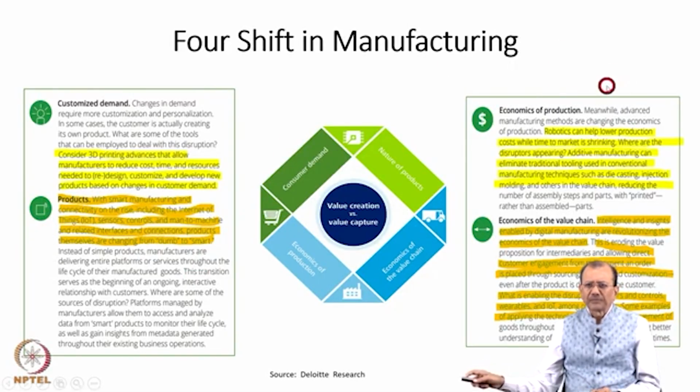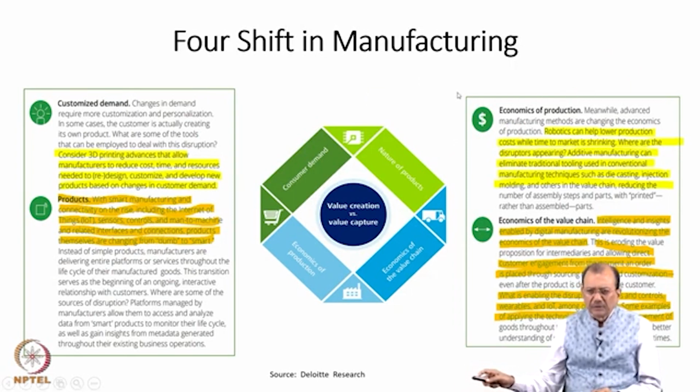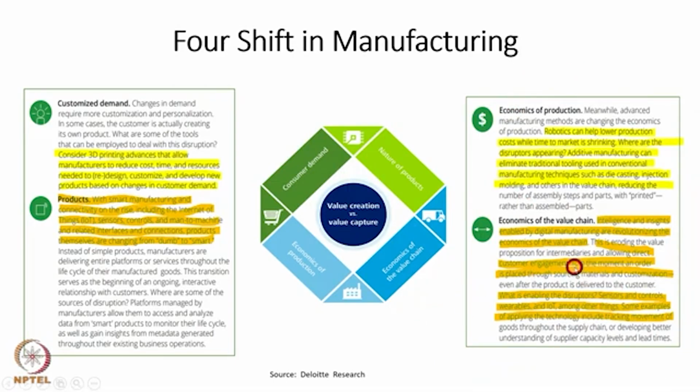Then we have economics of production. The cost of production can be reduced with the help of automation and robotics; there is a good opportunity to reduce it. And the third is economics of the value chain. The entire value chain of the company, which starts from supplies to production, deliveries and logistics, can be reduced.